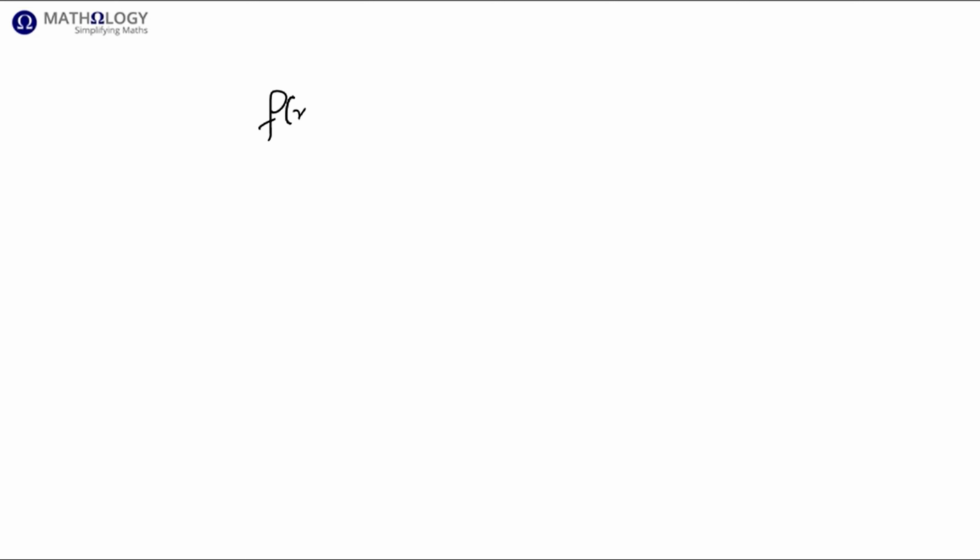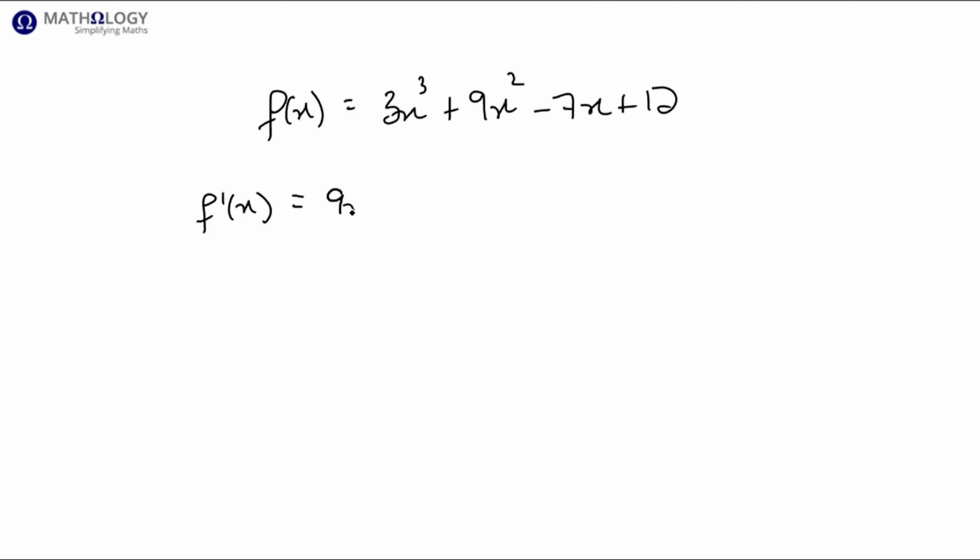Given a function f of x equals 3x to the 3 plus 9x squared minus 7x plus 12. When we differentiate this function, we get the derivative function, the gradient function f prime x, that will give us 9x squared plus 18x minus 7. So f prime x is the derivative function.